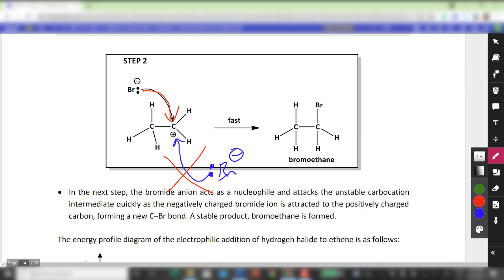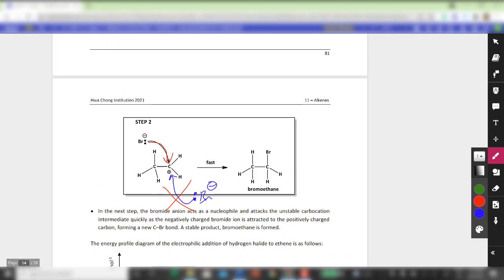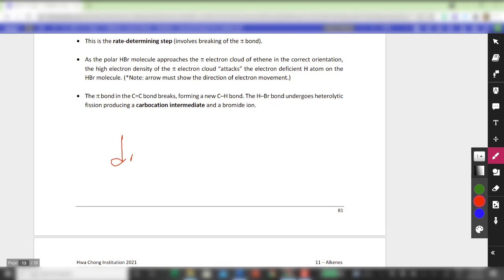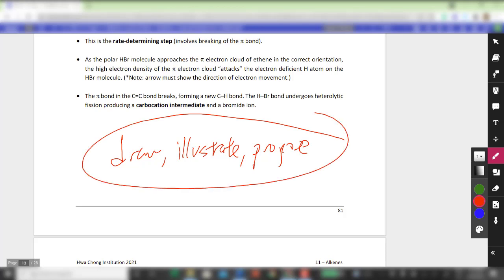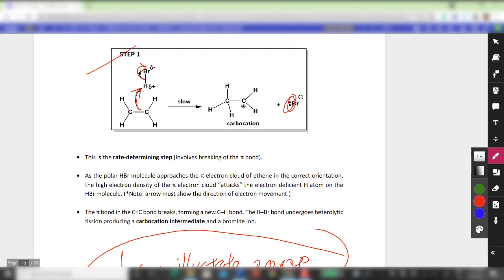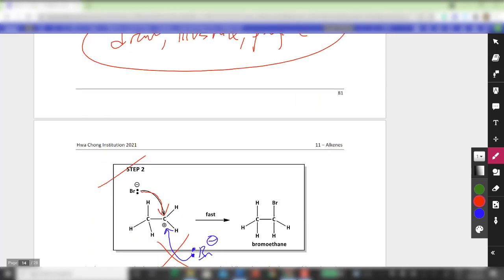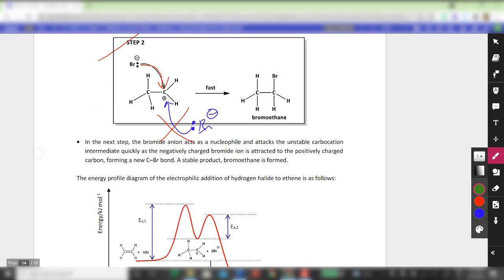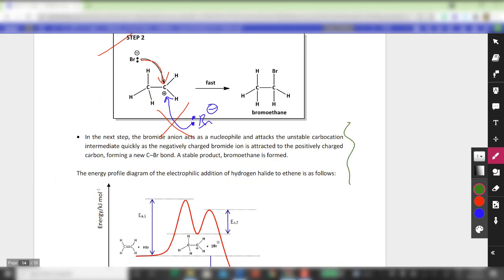Okay, and maybe for assessment purposes, I should also mention that whenever you are asked to draw the mechanism, illustrate the mechanism or propose the mechanism, if you see all these command words, you are simply required to just draw step 1 and step 2. There isn't a need for you to describe everything out. Remember this, there isn't a need for you to describe everything out.